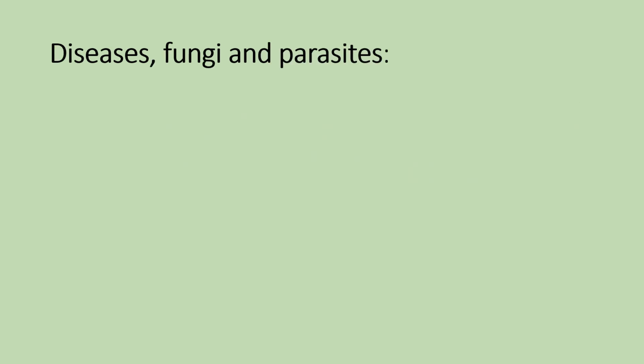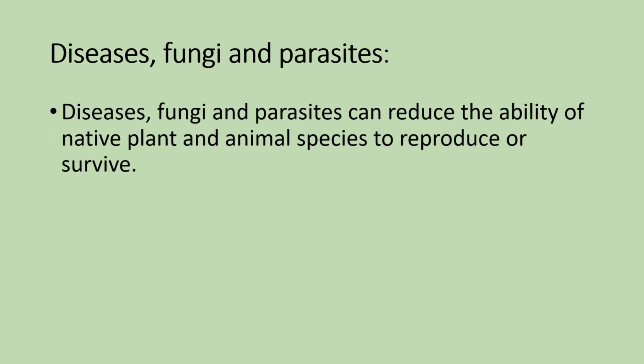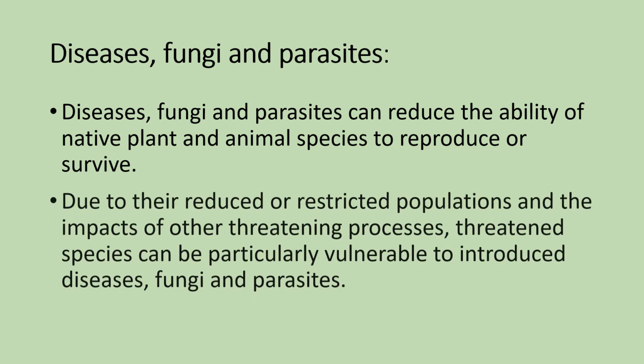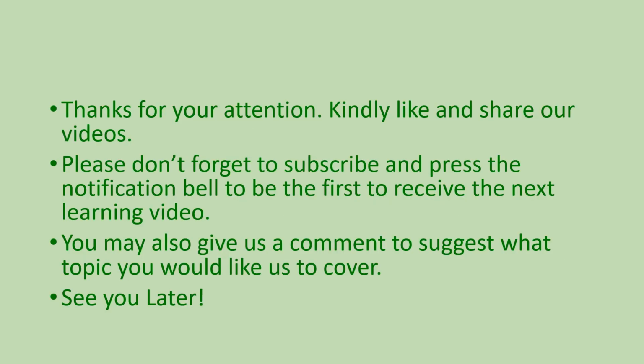Diseases, fungi and parasites. Diseases, fungi and parasites can reduce the ability of native plant and animal species to reproduce or survive. Due to their reduced or restricted populations and the impacts of other threatening processes, threatened species can be particularly vulnerable to introduced diseases, fungi and parasites.